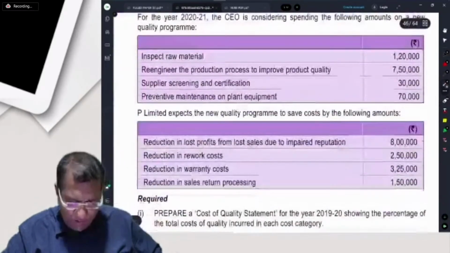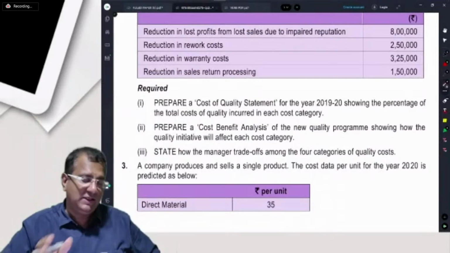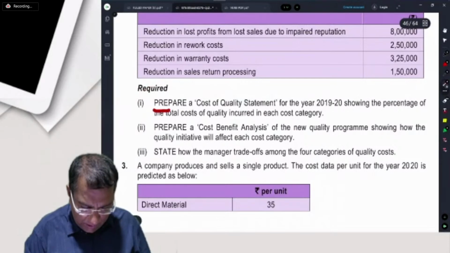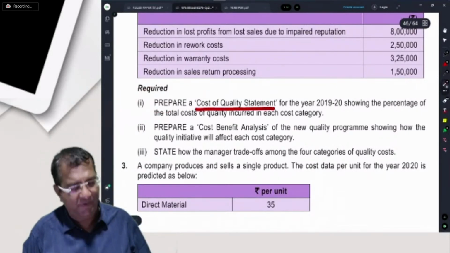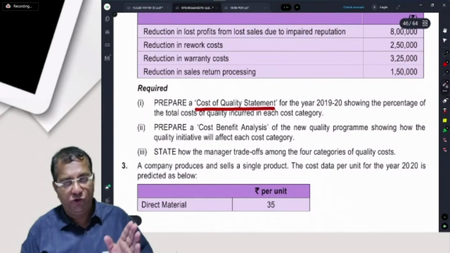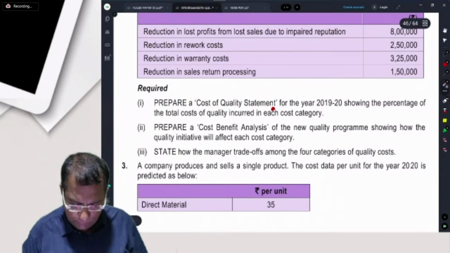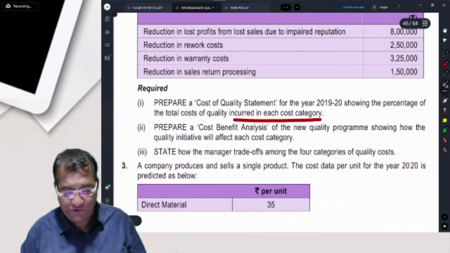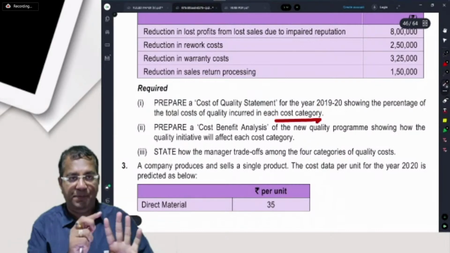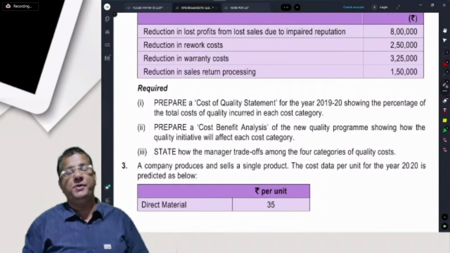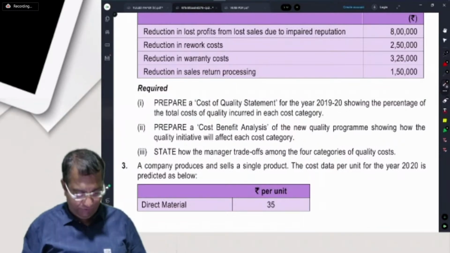As we already decided, we will first read out the requirement part and then read out the question. So the requirement part: prepare a cost of quality statement. So 100% clarity is there that in this particular requirement part number 1, we have to apply the cost of quality concept for the year 1920, showing the percentage of the total cost of quality incurred in each cost category. There are total 4 cost categories: prevention, appraisal, internal and external. Okay. So first we have to prepare the 1920 cost of quality statement.